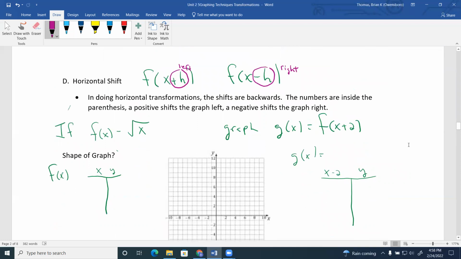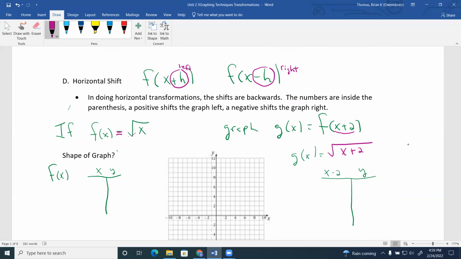So let's look at this function here. Our parent function is f of x equals the square root of x. And what we want to do is graph g of x, where g of x equals f of x plus 2. Remember, f of x plus 2 means you have to replace x with that. So this goes on the inside, so x gets replaced with x plus 2. So this is the graph we're trying to graph. But again, we're going to do this by using a horizontal shift.